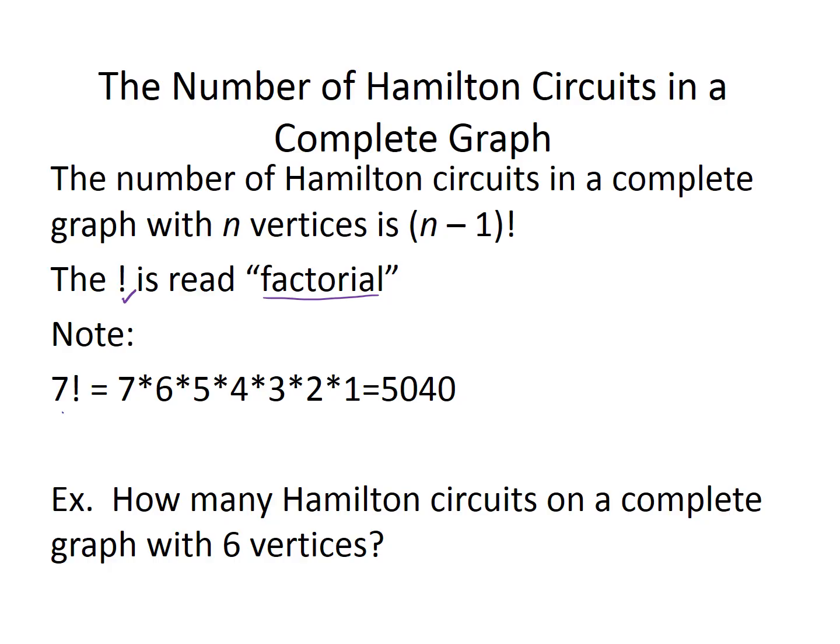4 factorial is 4 times 3 times 2 times 1. But if you notice, a complete graph on 5 vertices had 4 times 3 times 2 times 1. So you do n minus 1 factorial.